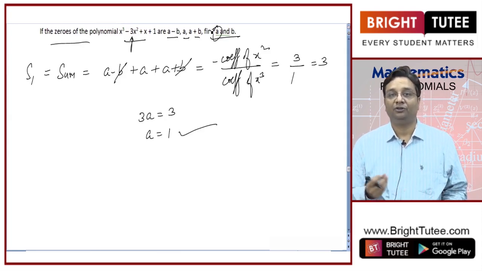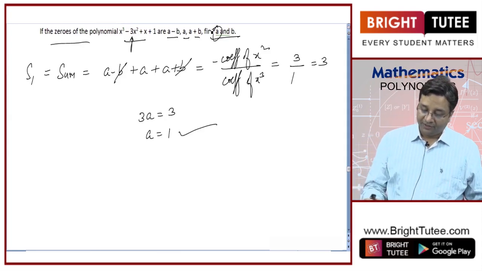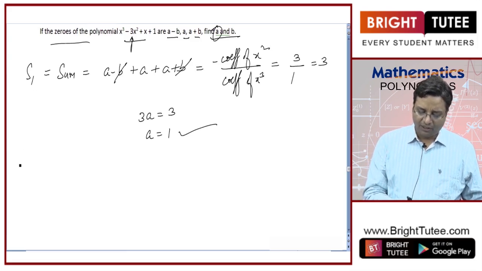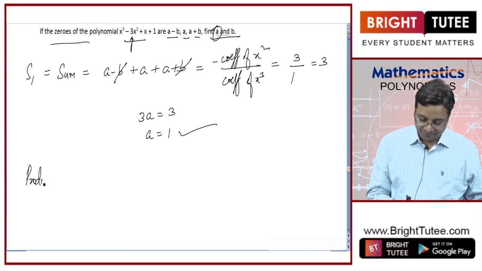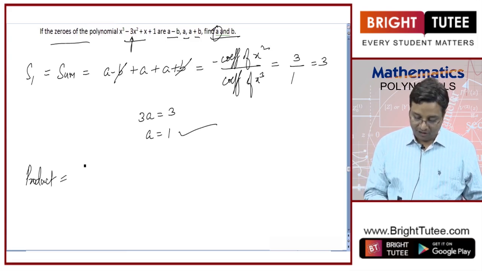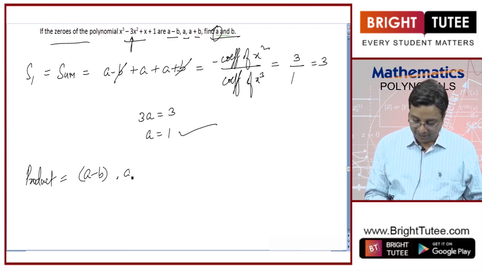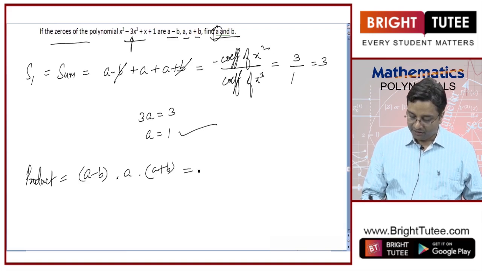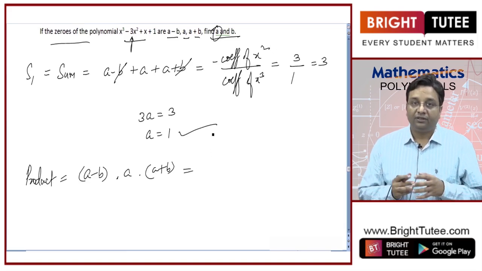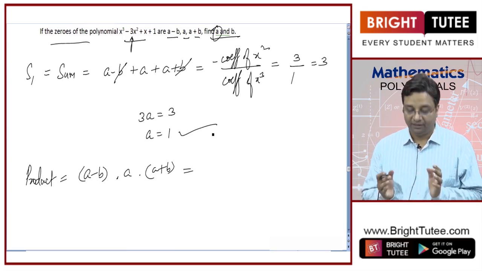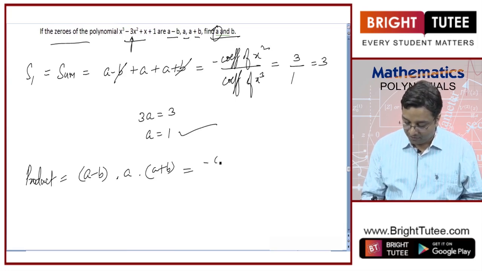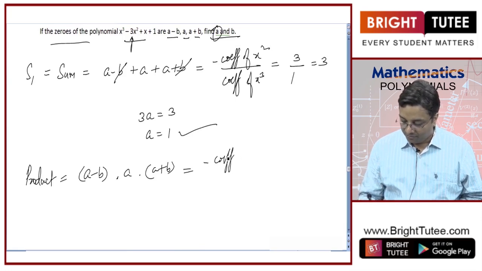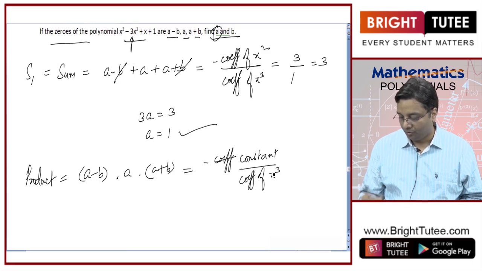Now I need to find the value of b. So now if you notice, rather than calculating sum taken 2 at a time, if I calculate the product, it will become easier. What is the product? A minus b into a plus b, right, where a is 1. So what is the product of zeros taken 3 at a time, right? What is the product? It is minus of coefficient of, minus of constant term divided by coefficient of x cubed, right?